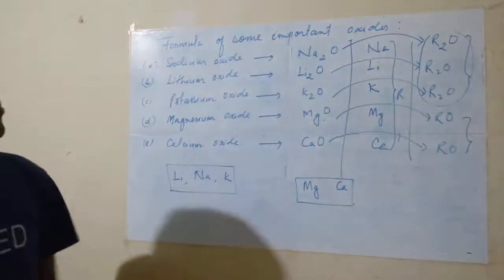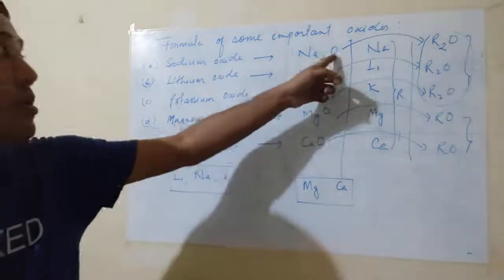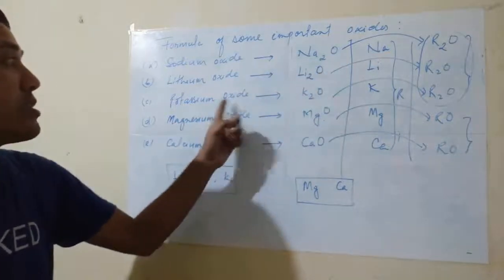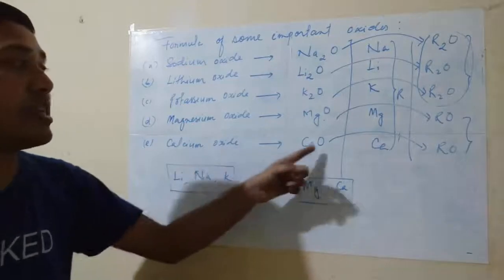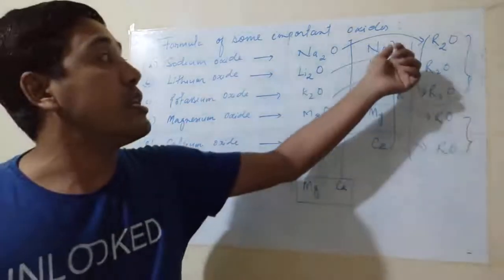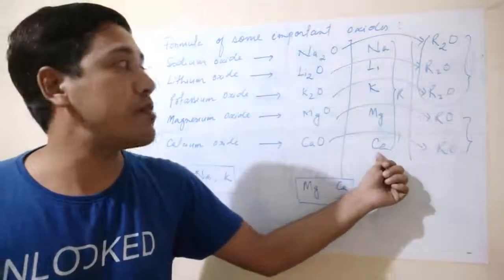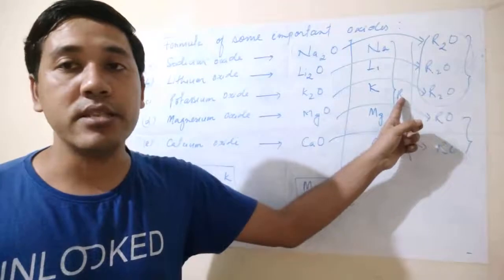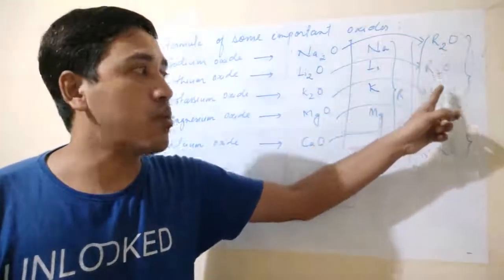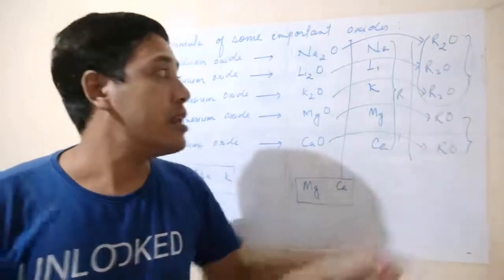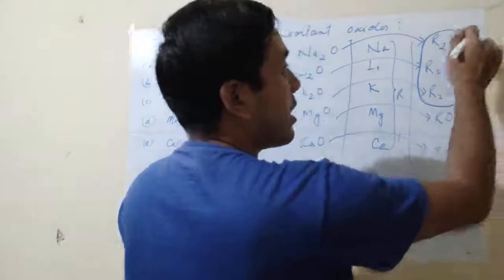Please copy down this one. Sodium oxide is Na2O, lithium oxide is Li2O, potassium oxide is K2O, magnesium oxide is MgO, calcium oxide is CaO. And here all these metals, sodium, lithium, potassium, magnesium, calcium, are replaced by R. Then the formula becomes R2O, R2O, R2O, RO, RO, right? The formulas of these three compounds are the same, because they are all R2O.